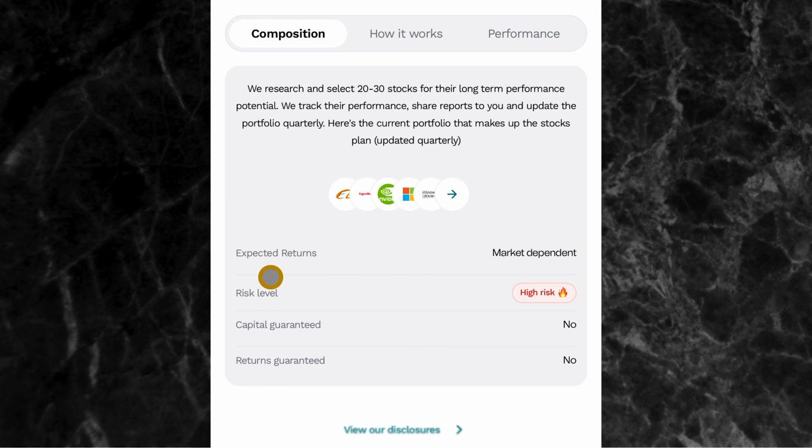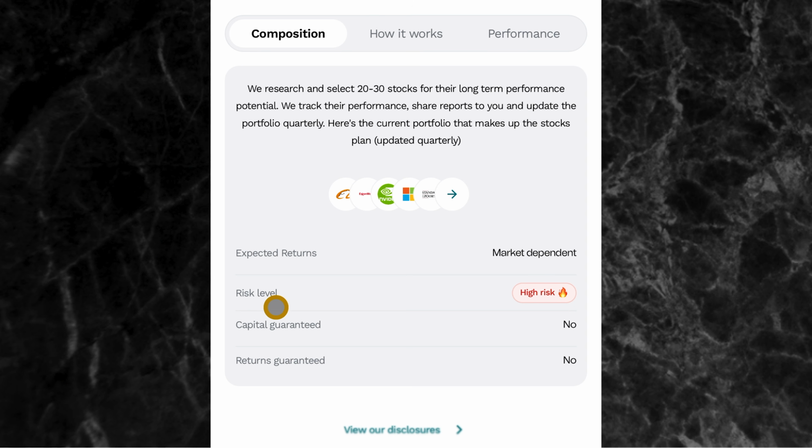And then if you come here, you see where it says expected returns, market dependent. So this means that whatever amount you will make depends on the market. And in case you don't know, investing in stocks is just like investing in crypto. But the difference is that for stocks, you are actually investing in companies, but for cryptocurrencies, you are investing in digital currencies. So that's the difference.